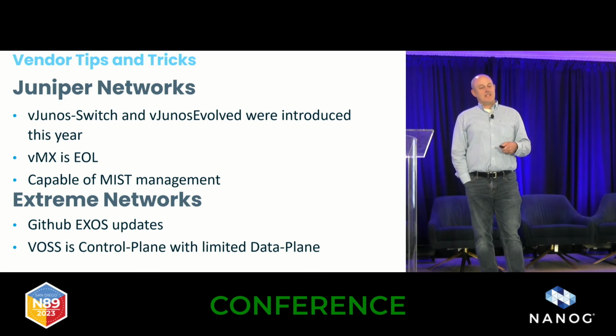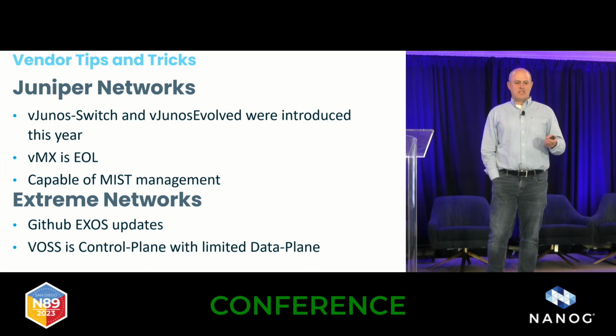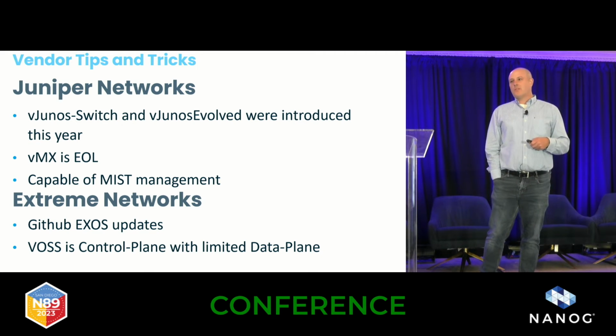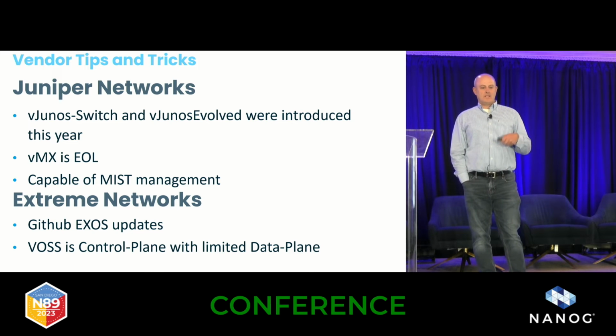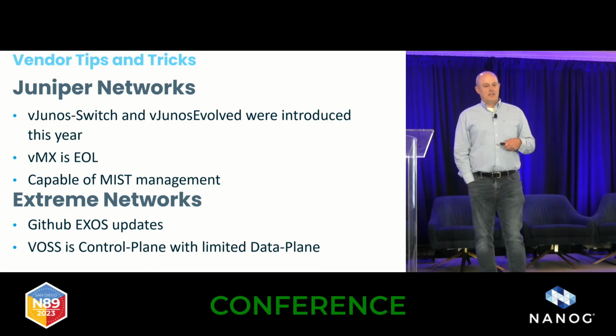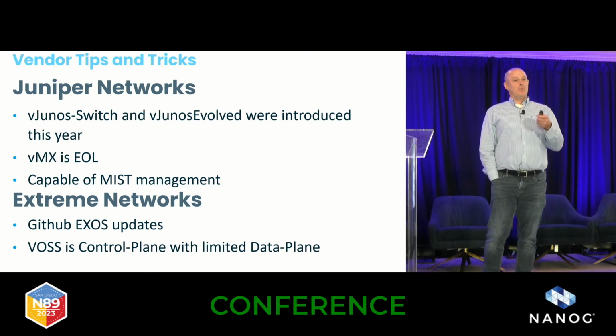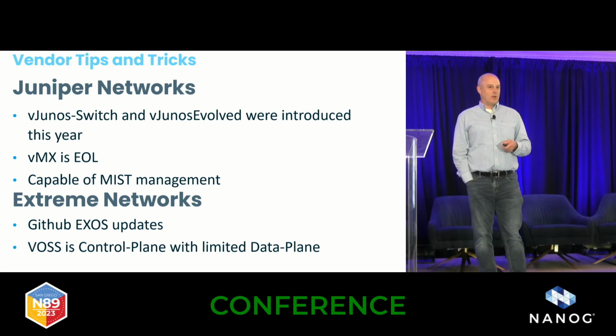The VMX is now end of life, but they are still updating code out there. I think this week I saw you could still run the VMX with 23.x code. And the VMX is probably the one I use the most in this environment for Juniper. The vJunos Switch will talk to Mist. So if you haven't worked with Mist and you've been interested in it, it's a great way to get your foot in the door with it at no cost.